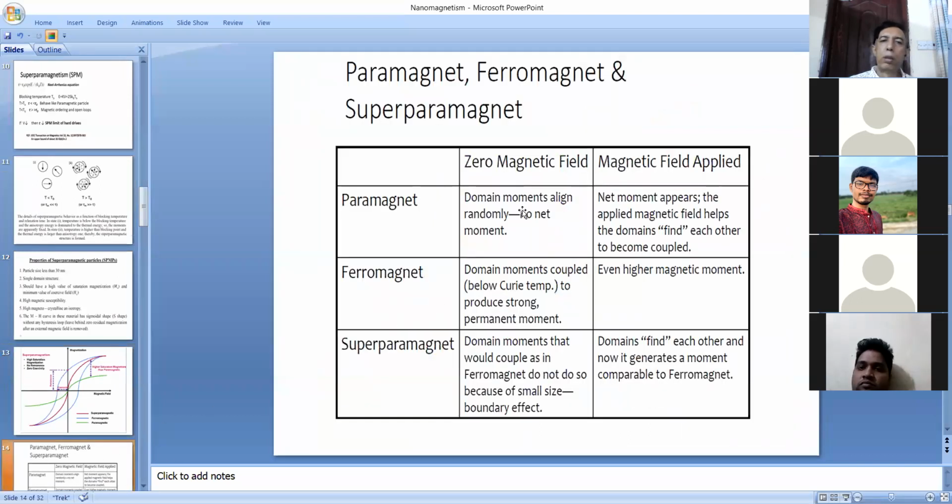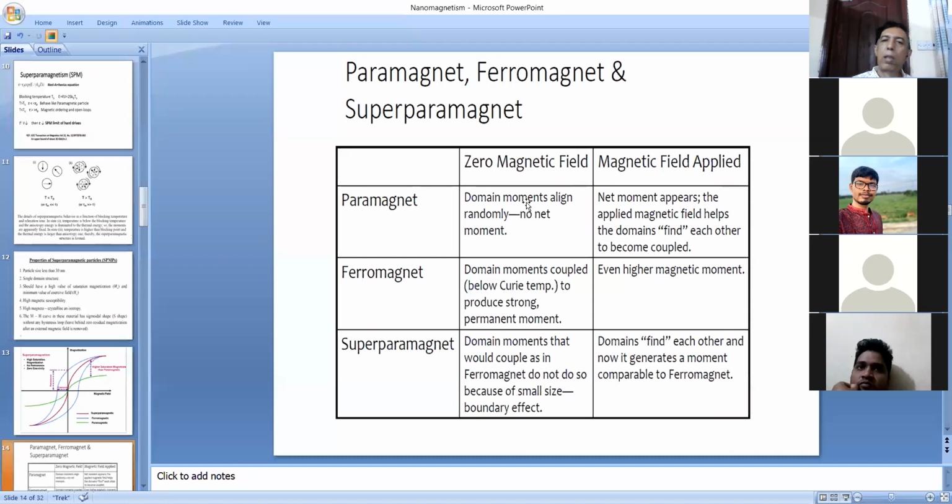Now, we can again compare paramagnet, ferromagnet, and superparamagnet. Paramagnet at zero magnetic field. That means if you do not apply a magnetic field, then what will happen? The domain moments align randomly. That means for a paramagnetic substance, the magnetic moments are aligned randomly, an arrow in this side, an arrow in this side, an arrow in this side, an arrow in this side.